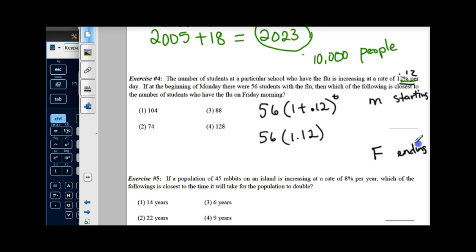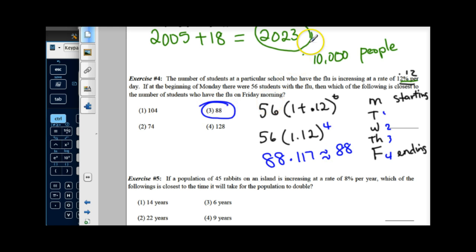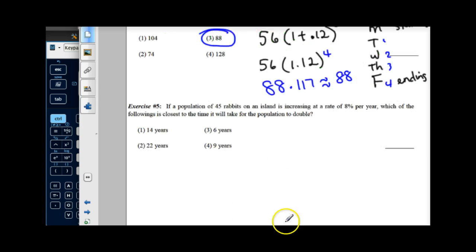Monday is my starting point, and I want to know Friday, that's going to be my ending. So how many days? I have Tuesday, Wednesday, and Thursday. So this will be 1, 2, 3, 4. So that's 4. Put this in your calculator. You will get 88.117, which is approximately 88. And that's how you see these questions on the regions. Very simple, straightforward. Know your formula.